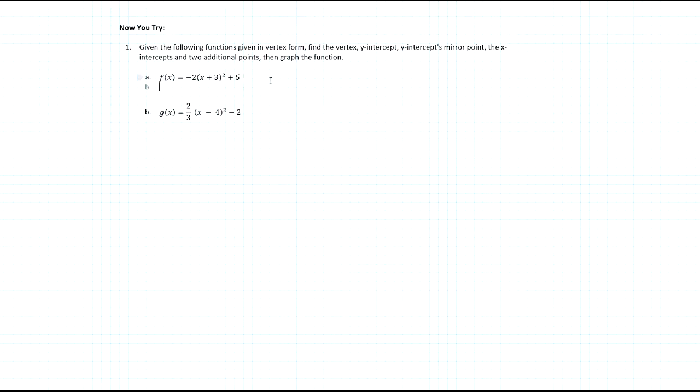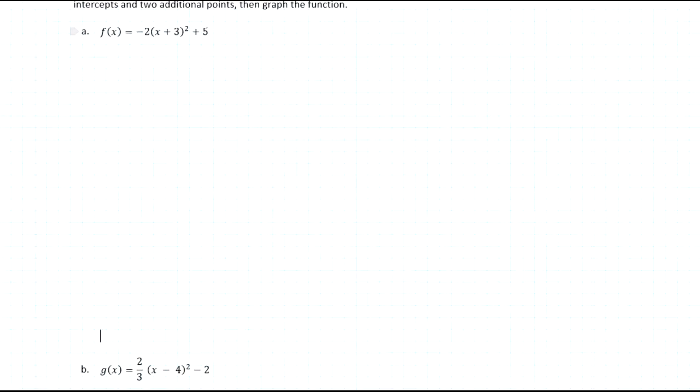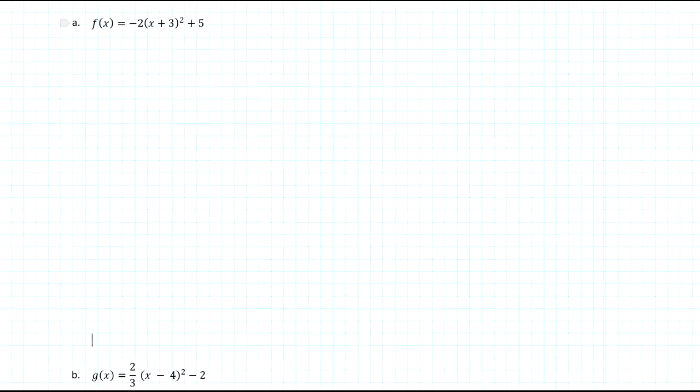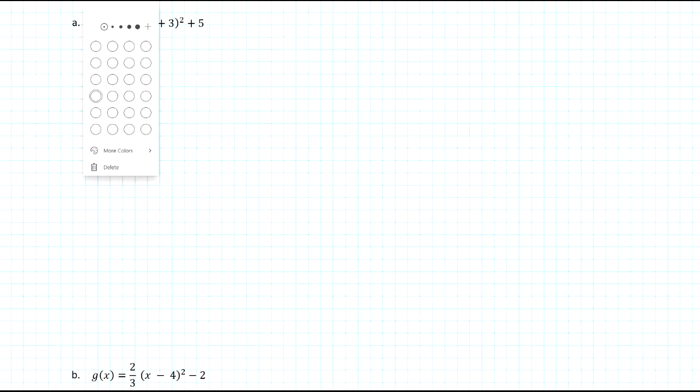Let's see if in these we get something that actually has some x-intercepts. Unlike those examples, I think that we will. Yeah, we definitely will. All right, just clearing some space out to graph this first one. f of x equals -2 times x plus 3 quantity squared plus 5. So we start with noting the vertex.